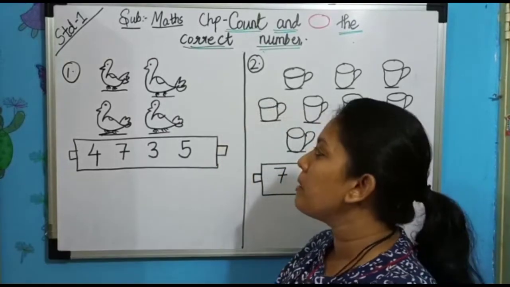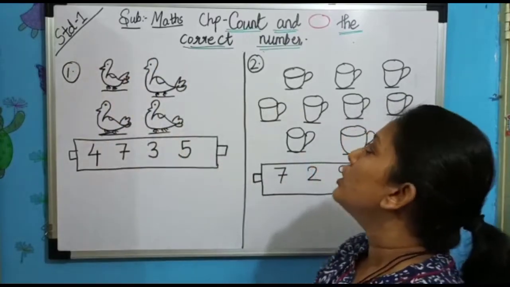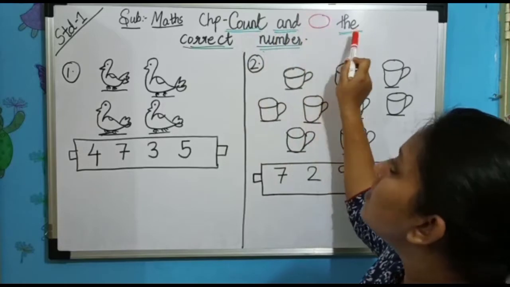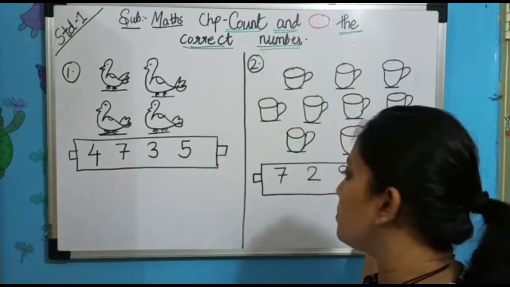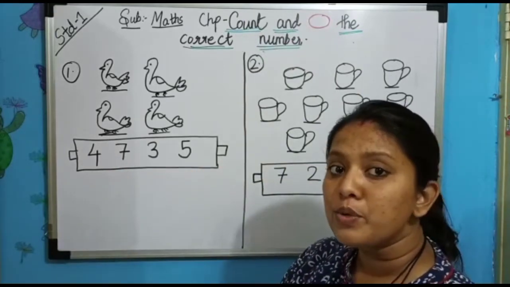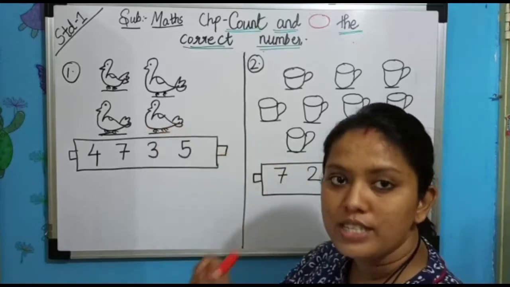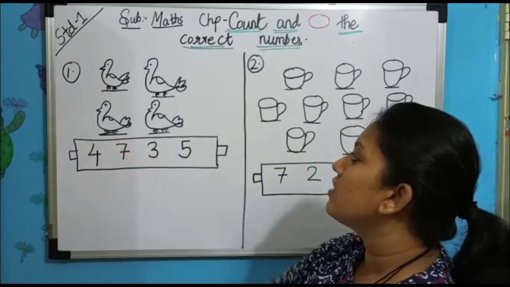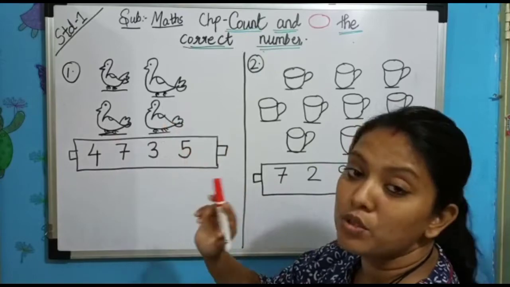Our subject is going to be maths and it is for standard 1. Today we are going to count and circle the correct number. Okay, now here are options given to you, a couple of numbers. What you have to do is count the objects, how many objects there are, and circle the correct number accordingly.